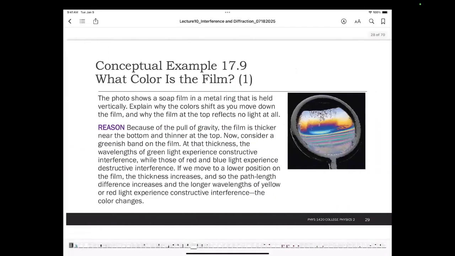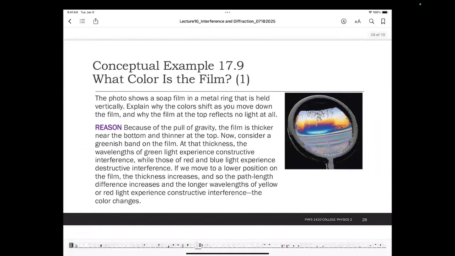Okay, let's talk about one conceptual example. What color is the film here? This photo shows a soap film in a metal ring.